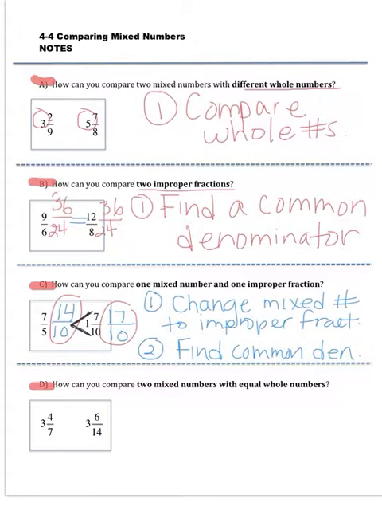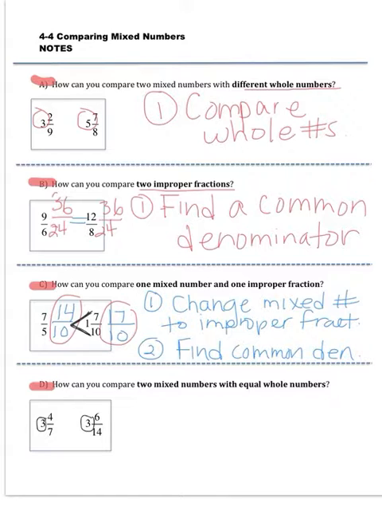Okay, last but not least, I've got situation letter D. The question is, how can you compare two mixed numbers with equal whole numbers? At the top, we had two mixed numbers with different whole numbers, and it was very easy. But down here, if I have a whole number of 3 and another whole number of 3, then it's not very helpful to me to look at the whole numbers.